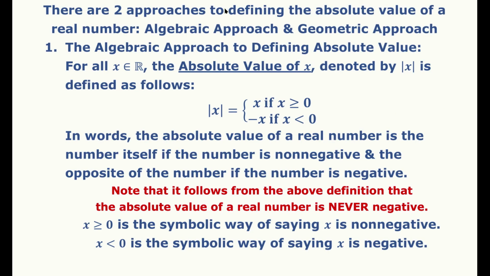There are two approaches to defining the absolute value of a real number. One is called the algebraic approach, the other one is called the geometric approach. The algebraic approach goes something like this.